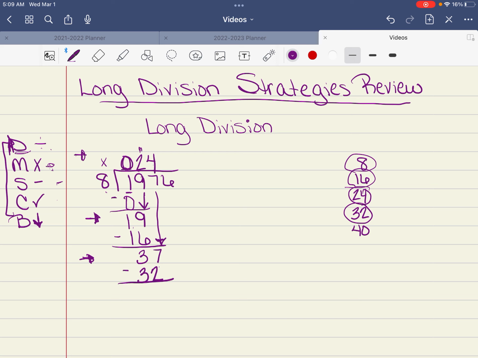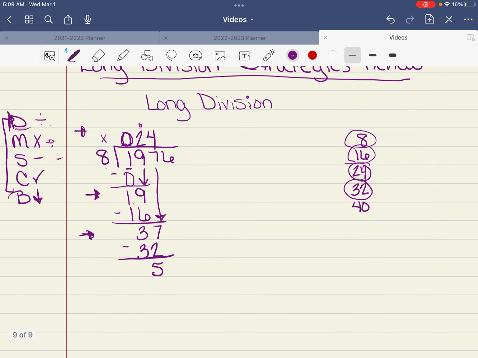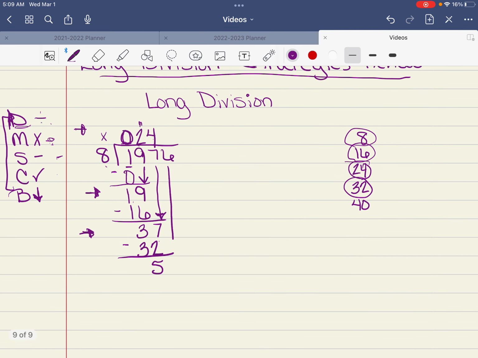Subtract 37 minus 32, and we get 5. Check. Is 5 less than 8? It is. So we can go ahead and bring down our 6. Now again, we have moved even further down the page, so we are all the way down here. I might go ahead and erase these for now so you can see exactly where we're at. Okay? All right. So now I'm all the way down to the bottom of the page.